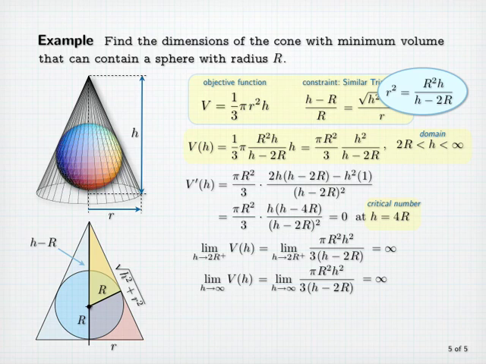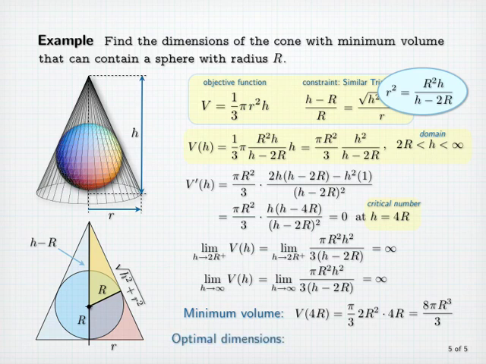So our minimum volume is V of 4r, which turns out to be 8 pi r cubed, which is exactly 2 times the volume of the sphere. And since we're asked to find the dimensions of the cone with minimum volume, we'll report the optimal dimensions. H equals 4r, and substituting that into the formula for little r squared above, we find that little r squared is equal to 2 times big R squared. In other words, the radius little r is equal to square root of 2 times the radius of the sphere.